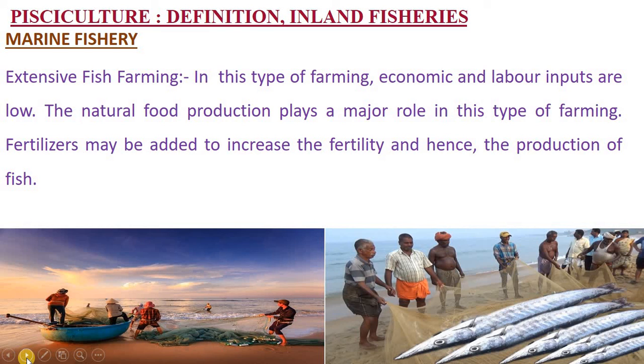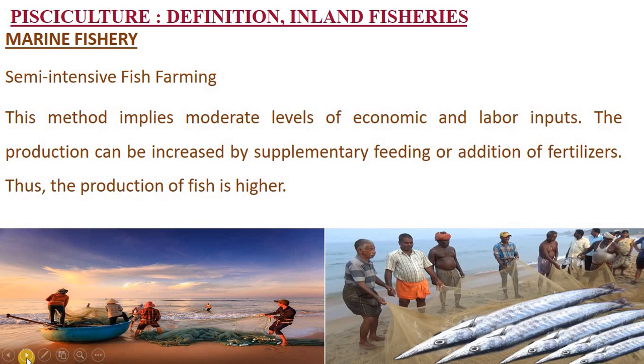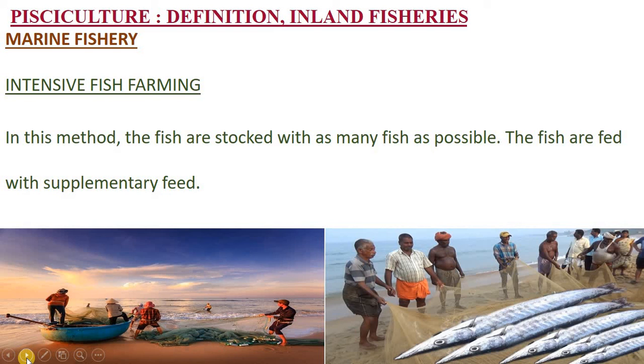Then there is extensive fish farming. In this type of farming, economic and labor inputs are low. Natural food production plays a major role. Fertilizers may be added to increase the fertility and hence the production of fish. Extensive fish farming means the economic and labor inputs are very low. Semi-intensive fish farming has moderate levels of economic and labor inputs. The production of fish is higher because of increased supplementary feeding and additional fertilizers. In intensive fish farming, the pond is stocked with as many fish as possible, and the fish are fed with supplementary feed. So three varieties are there: extensive, semi-intensive and intensive fish farming.